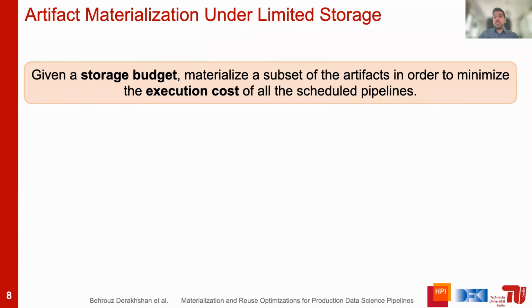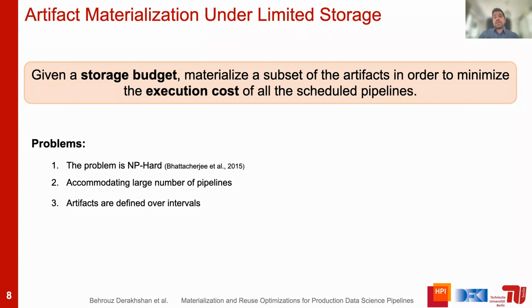Now, given our representation of machine learning pipelines, we can define the materialization problem as the following. Given a storage budget, we would like to materialize a subset of the artifacts in order to minimize the execution cost of all the scheduled pipelines. There are several problems that we should tackle. First, the materialization problem is NP hard. In fact, a simpler version of it, where it only deals with batch datasets, is shown to be NP hard. Second, our solution must accommodate a large number of pipelines. And lastly, artifacts are defined over intervals. This is problematic because it is possible that for an artifact, it is more beneficial to only materialize a subset of the artifact. Therefore, we should also consider the subintervals when deciding what to materialize.